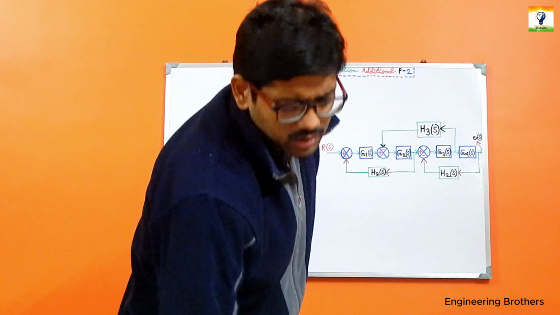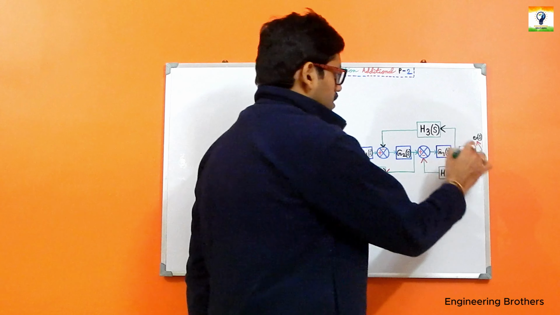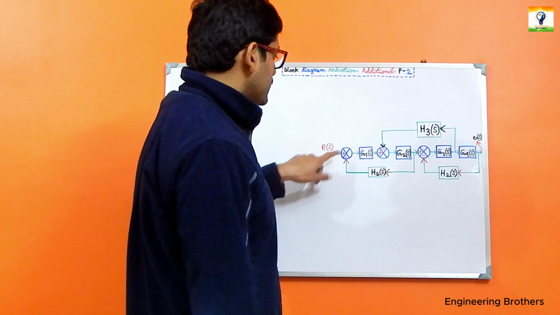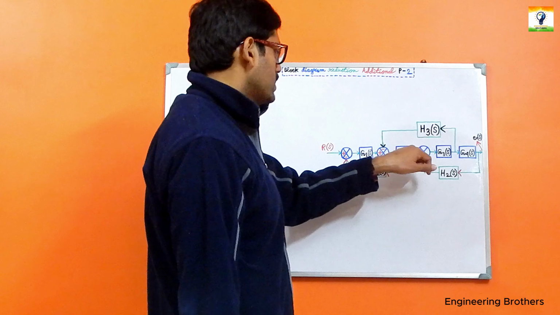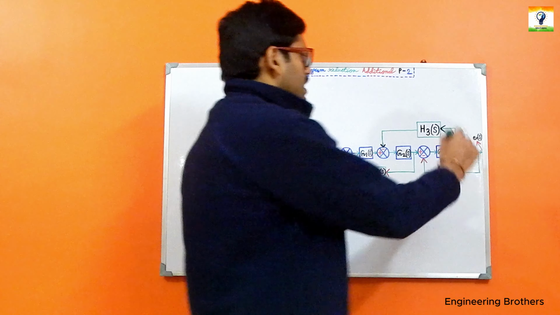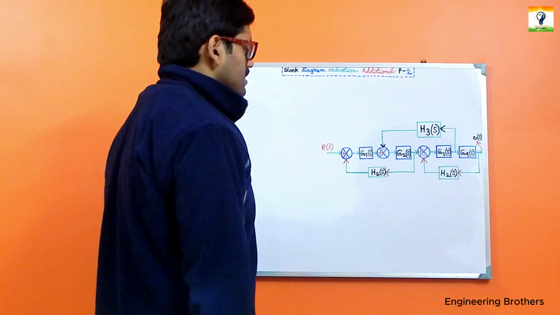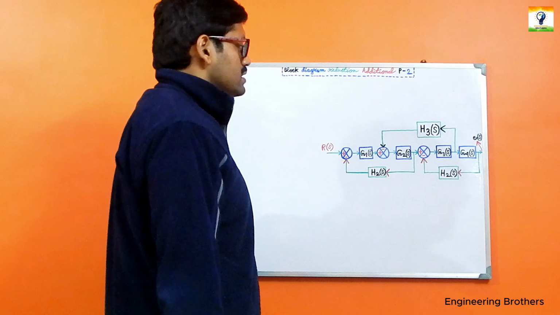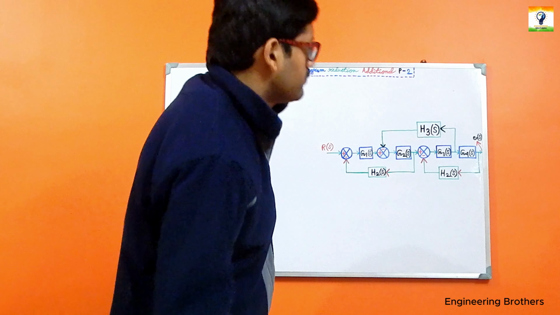Now, how do you start this problem? You can see that we have a take off point present here, and we know that these are our summing blocks and this is our take off point. Once again, this is another take off point. Now, if you shift this take off point after this block of G4(S), then that is the way I should form the block diagram reduction. So let us just start that formation.